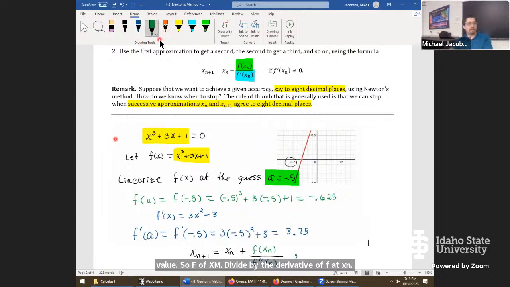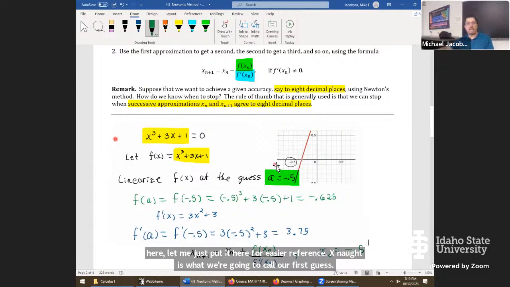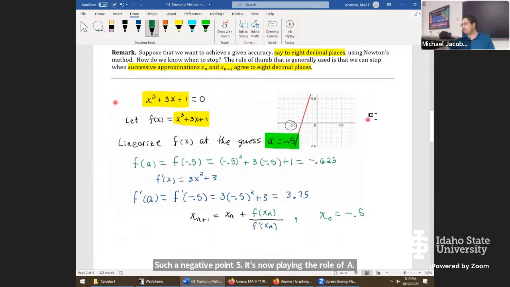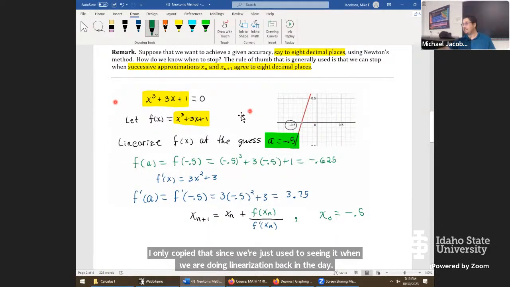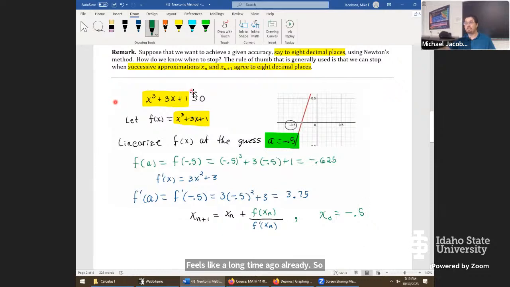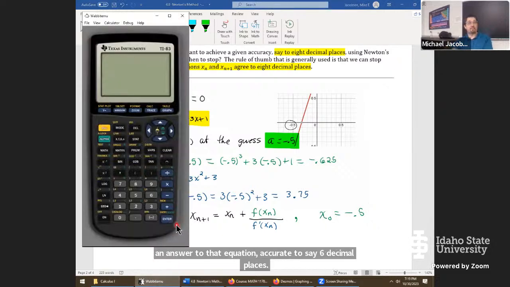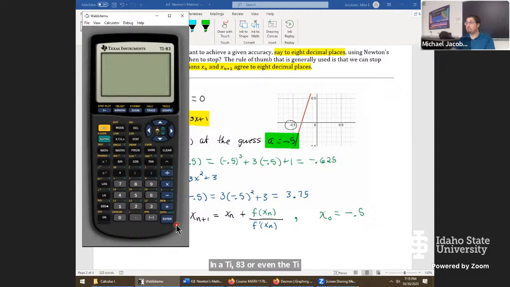And here, let me just put it here for easier reference. x_0 is what we're going to call our first guess, set to negative 0.5. It's now playing the role of a, which we're used to seeing from when we were doing linearization back in the day. So let's try to get an answer to that equation accurate to, say, 6 decimal places. A TI-83 or even the TI-36X are really great calculators for recursive formulas.